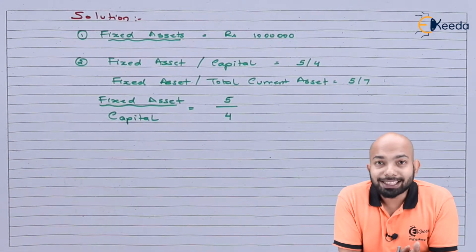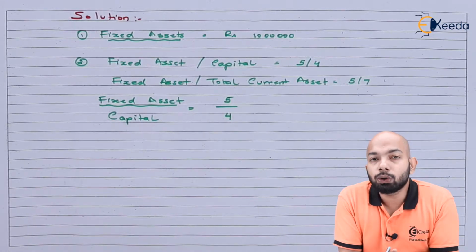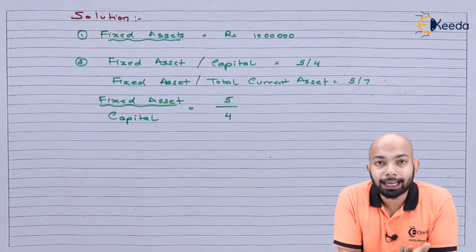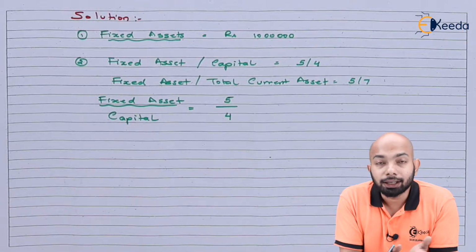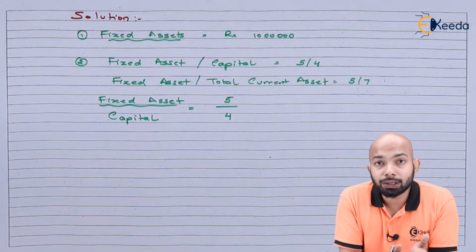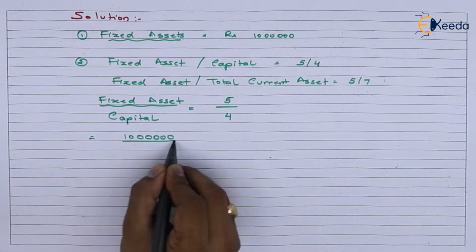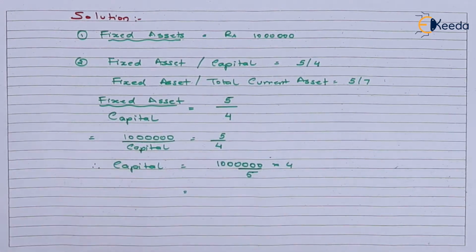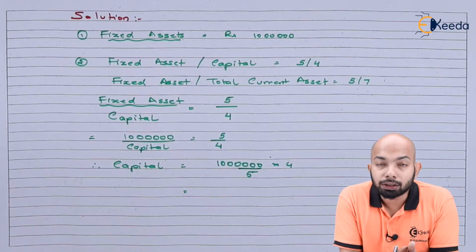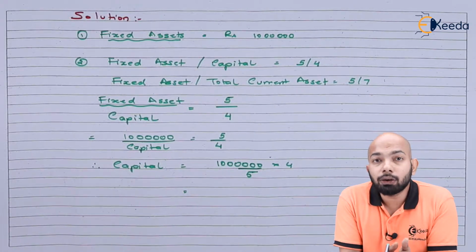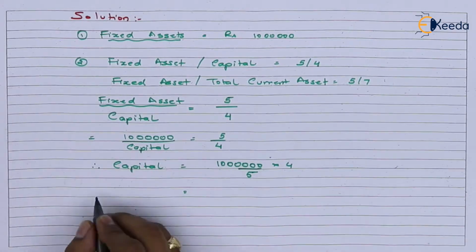Just to give you a brief example, fixed asset upon capital is equal to 5 upon 4 is what we have mentioned there. Fixed asset amounting to rupees 10 lakh will be replacing there. After that we'll be able to figure out how much is the capital value here. So let's go ahead and do that. The mathematical calculation you'll have to do here is to cross multiply, that is 10 lakhs multiplied by 4 divided by 5 will give you the exact value of capital that you'll be dealing with.